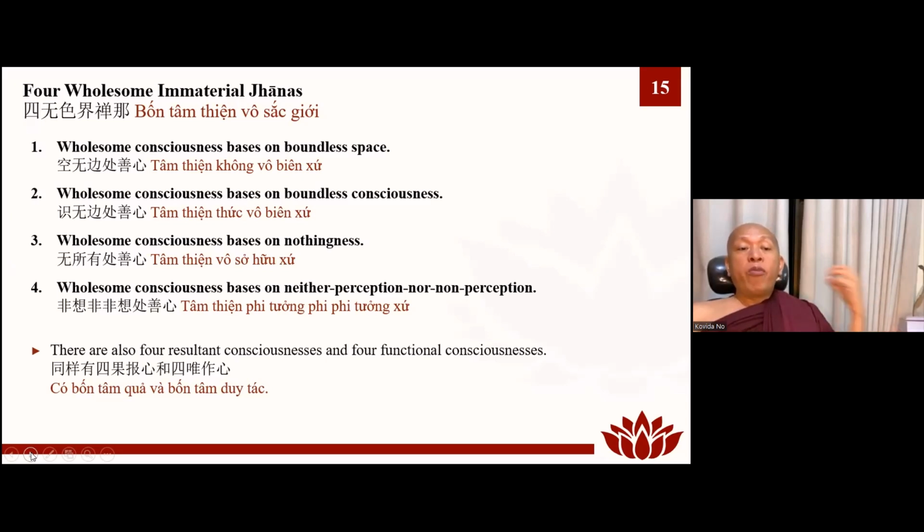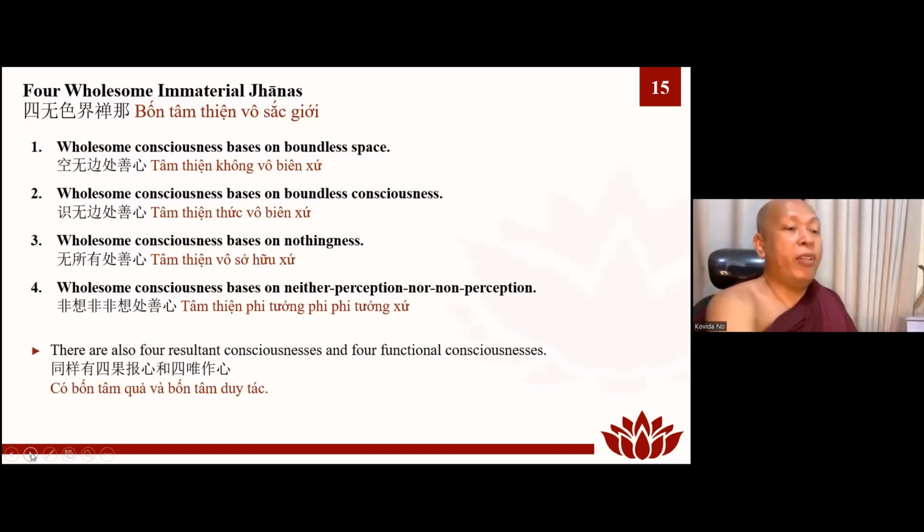So 15 plus 12 equals 27. These are called jhana, or mahaggata consciousness. Only special people, or those who can practice well, can experience all these types of consciousnesses. That's why it's called mahaggata, exalted consciousness, superior consciousnesses.